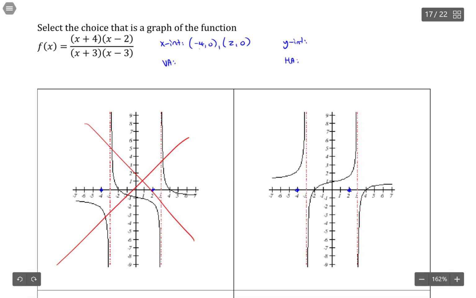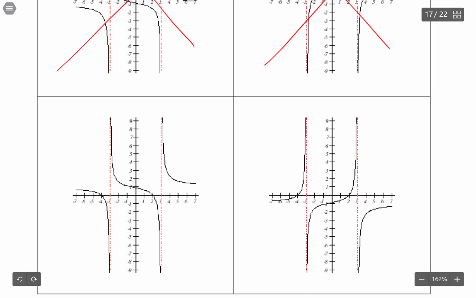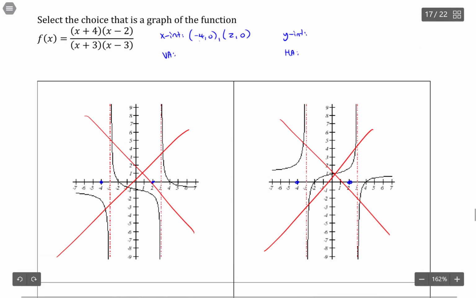For the next one, negative 4 and positive 2. That doesn't work for the second graph either. All right, the third one, that is crossing at negative 4 and positive 2, so that's fine. Then here's negative 4 and positive 2, so these two are still in the running.